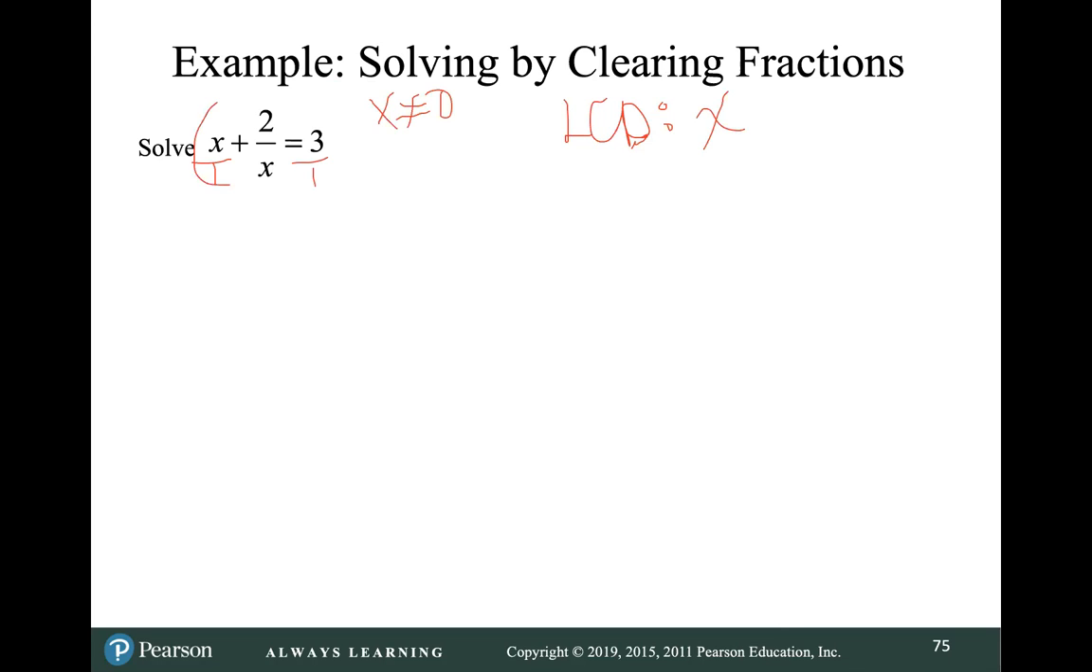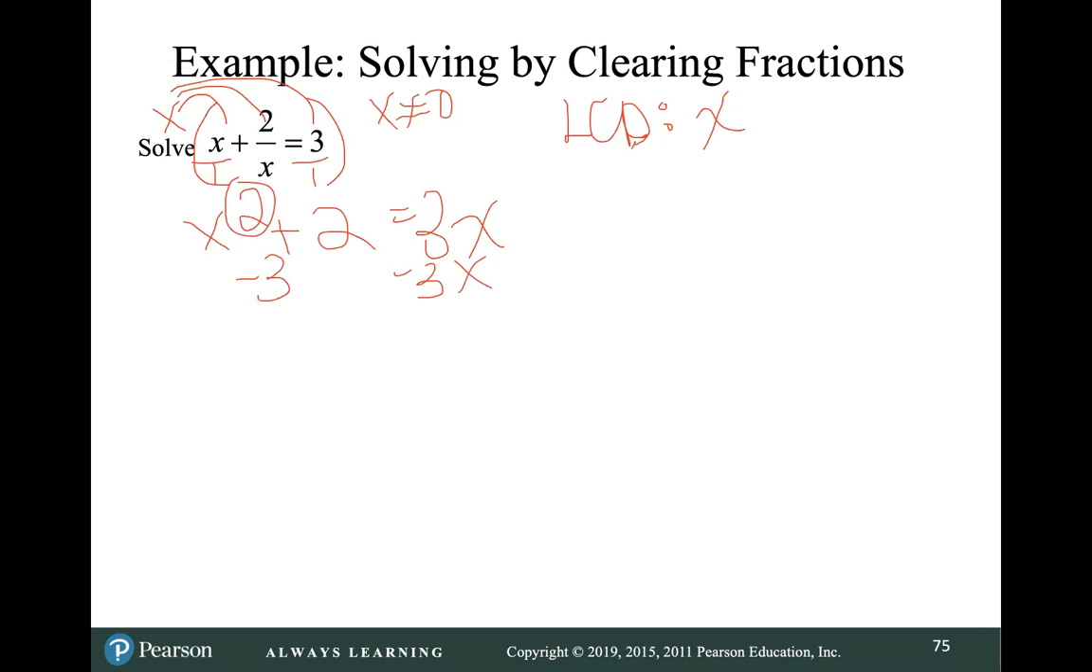So multiplying everything by x, distribute to every term, x squared plus the x's cancel out. So I'm going to skip that step. We don't need to do that step every time, although if it helps you visualize what's happening when you're distributing the x, absolutely feel free to write that step out. Equals 3x.